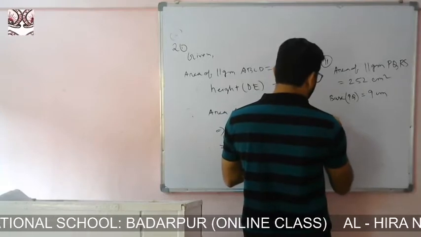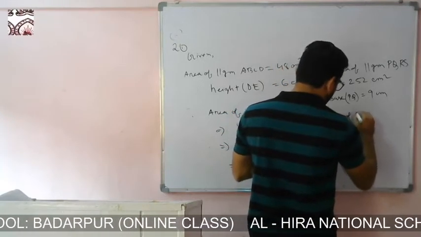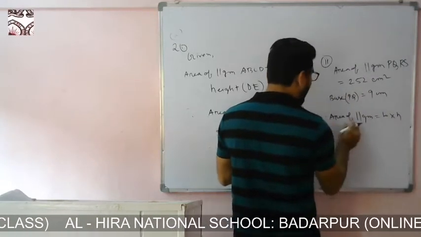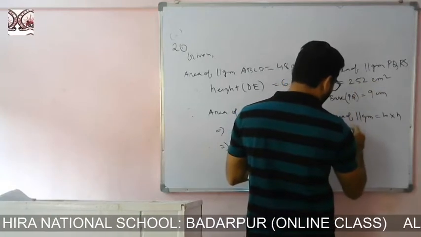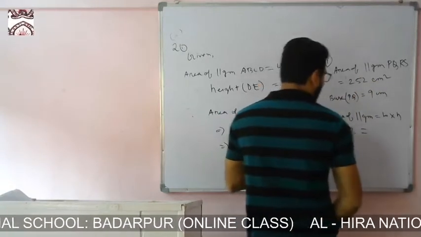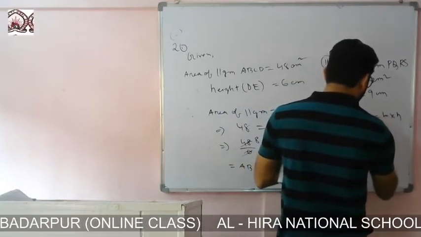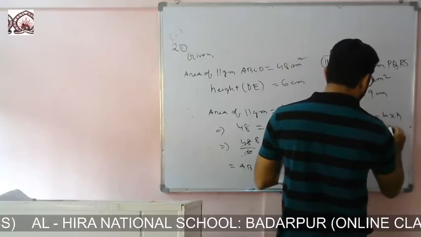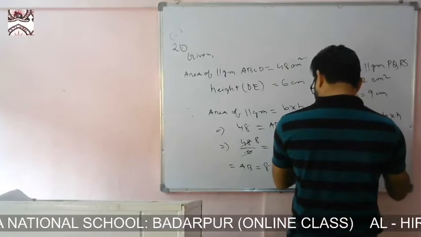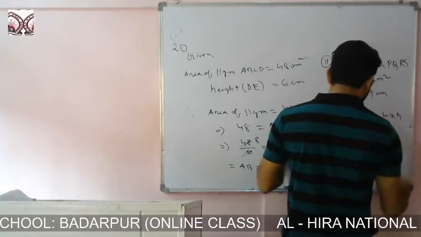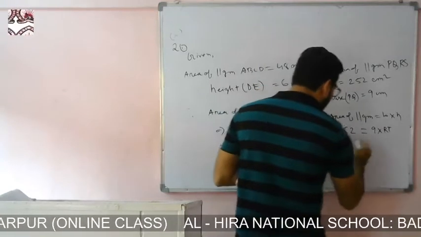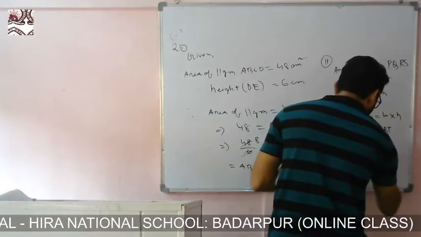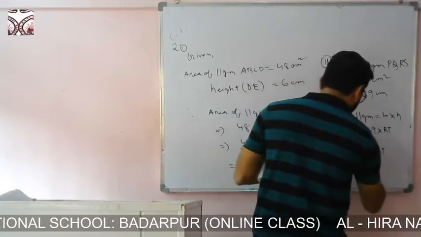Right. Therefore, area of parallelogram equals to what? Base into height. So area of parallelogram I can write 252 equals to base into height. Base given 9. Height you have to find. That means in place of height I can write RT. Okay. So now 252 divided by 9 equals to what? RT. If you cancel, then we'll get 28.